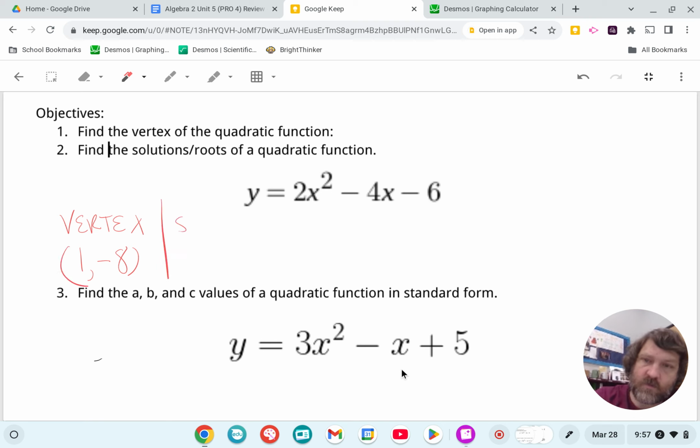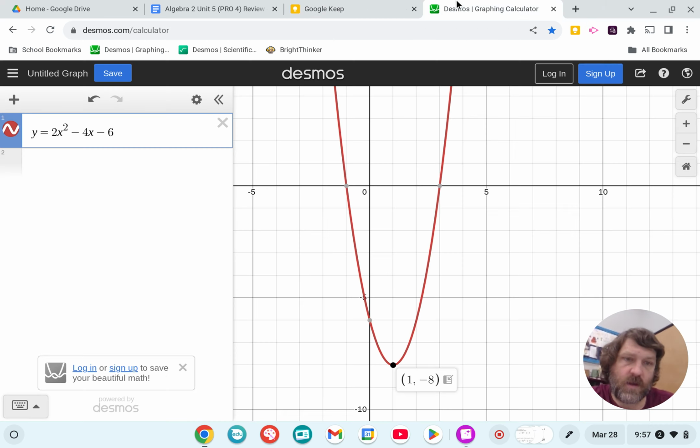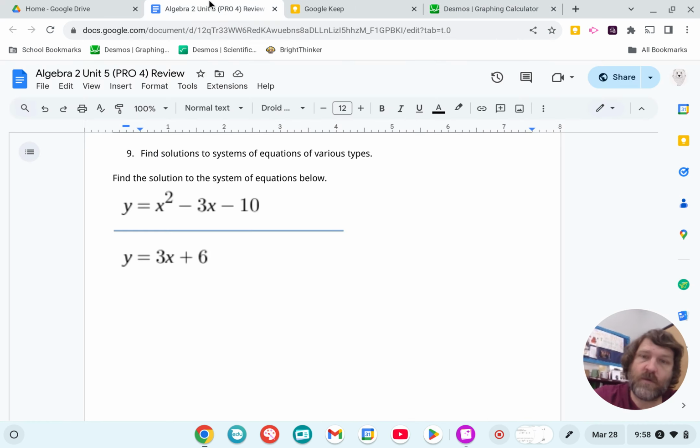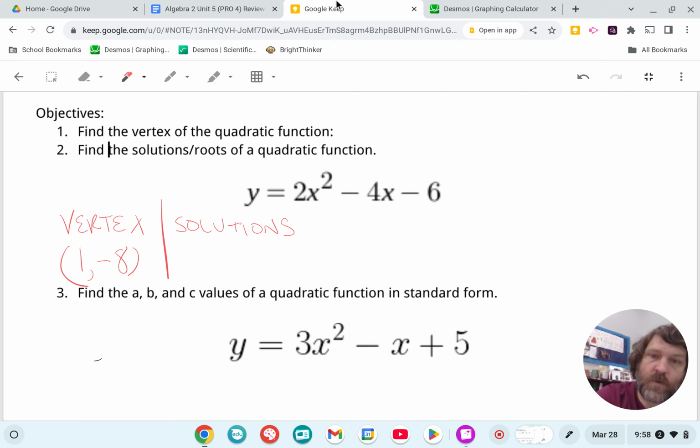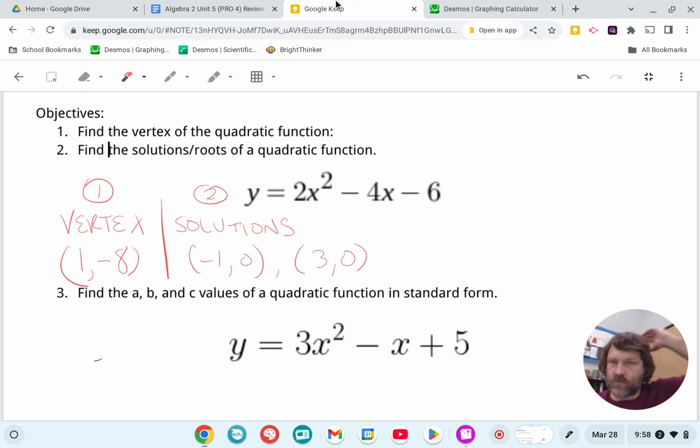and the solutions are going to be the same as the x-intercepts. So there are going to be two of those here. We're going to have one right there at -1 and another at 3. And so we'll write the names of those points for my other part of my answer: -1, 0, and 3, 0. So this is number 1, the vertex. This is number 2, the solutions or the roots. That's all you got to do for those. So that's the first one.